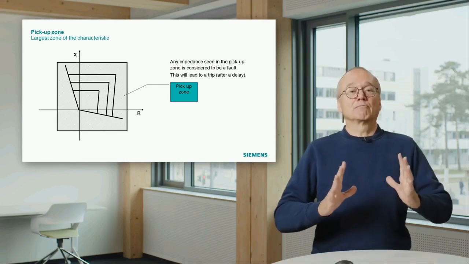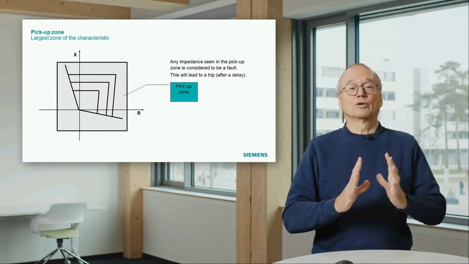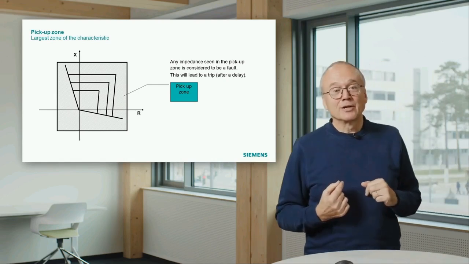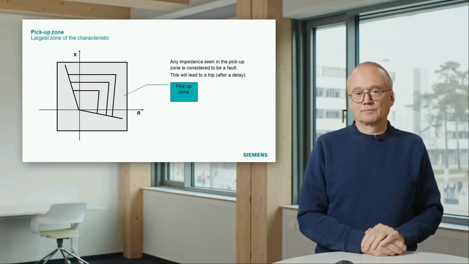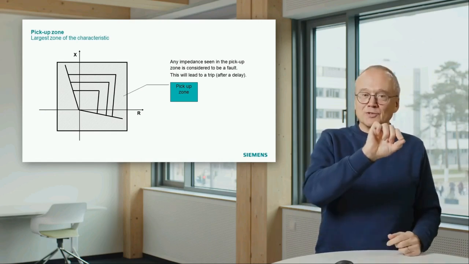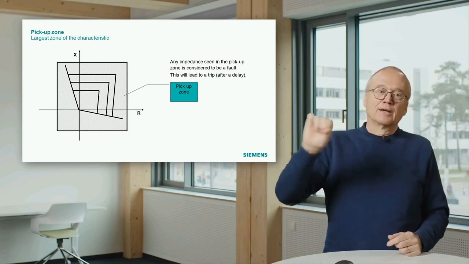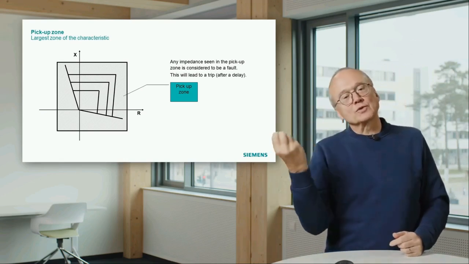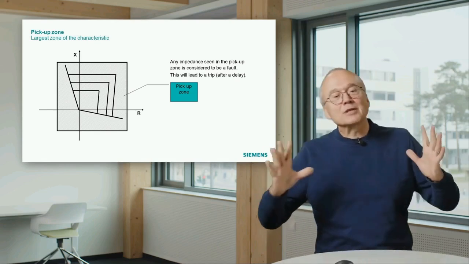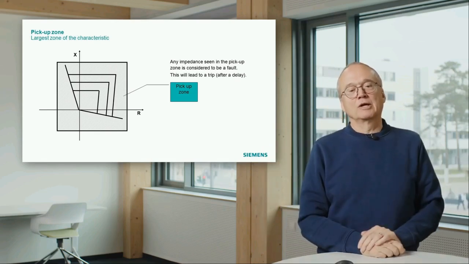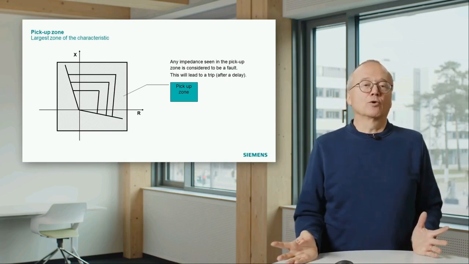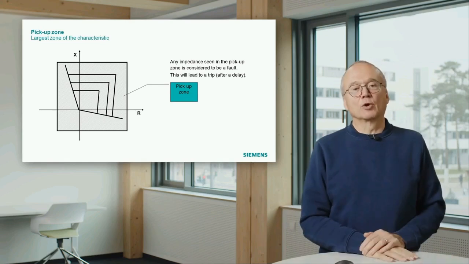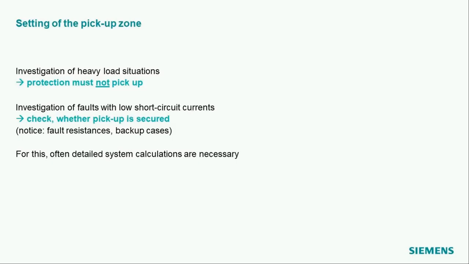That means make it small. The other thing is you can only detect faults inside the pickup zone. That means if a fault has a fault resistance, remember it moves to the right. So it moves in that direction. That means if you make your pickup zone too small, you have the risk that you don't see some faults. You may have resistive faults that you don't see. And that makes the setting of the pickup zone a bit critical.